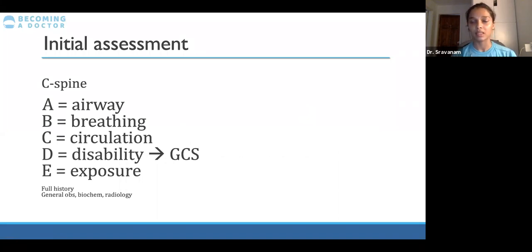format. C stands for the C-spine. A, B, C, D, E. I'm sure you all know: airway, breathing, circulation, disability, and exposure. These are structured in such a way because they're in the order in which things will kill you. So the lack of a patent airway will kill you first, and then the lack of ventilation of the lungs will kill you second, and so on. So that is why we check for them in that particular order.